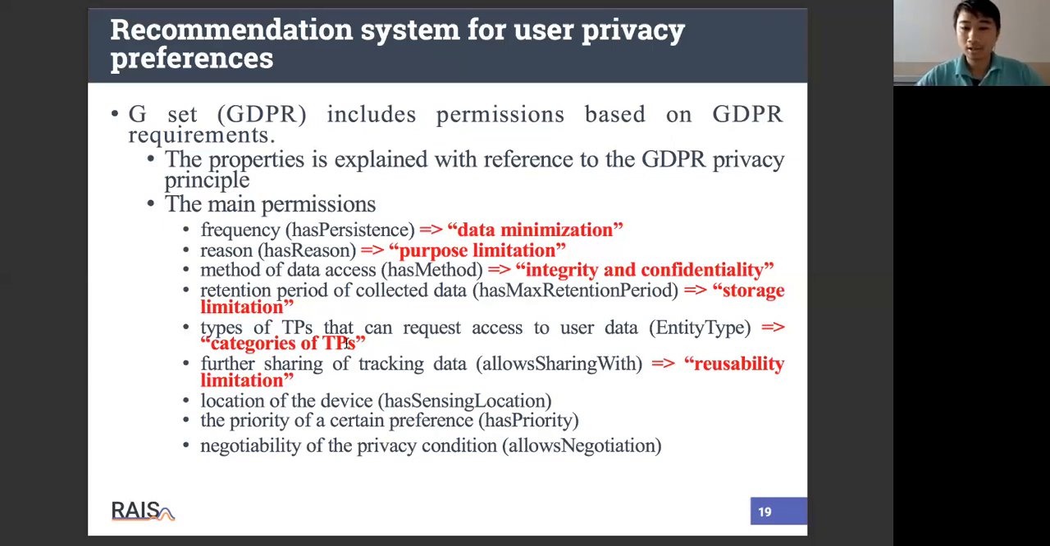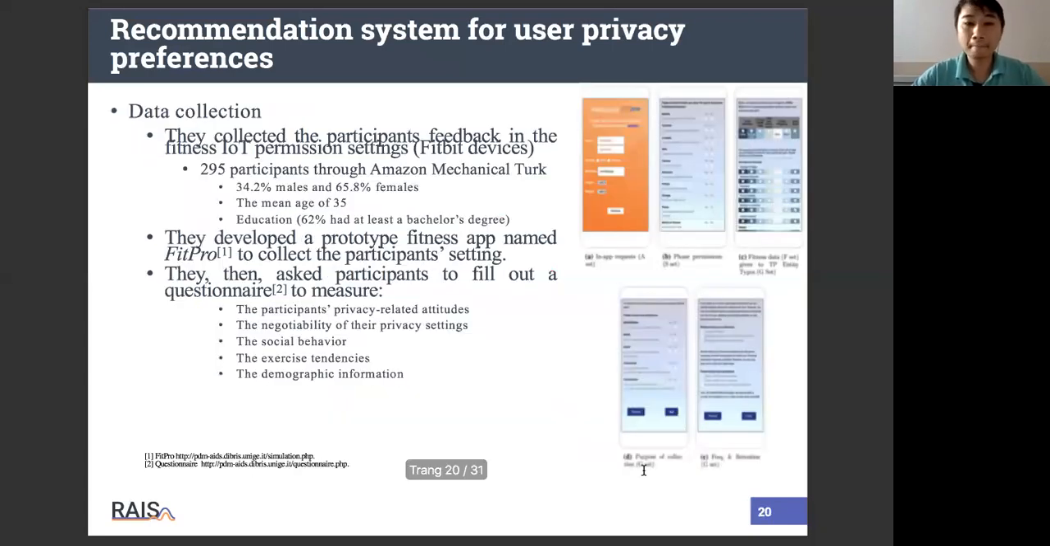And the reuse limitation means that whenever the service provider receives the data, and when they share the data with another third party, the third party must conform with the user. Depending on the user decision, they can explore or not. Maybe they can define the privacy preference focused on specific data like location, or they agree to the negotiation or not. So that's the four groups of permission.